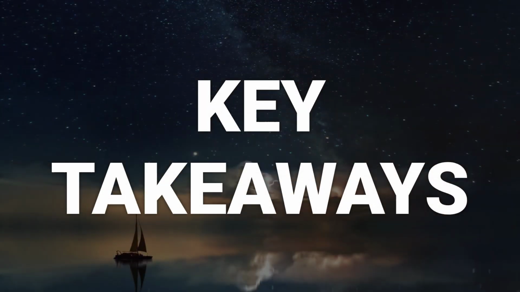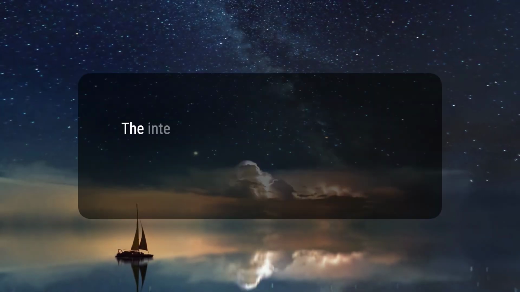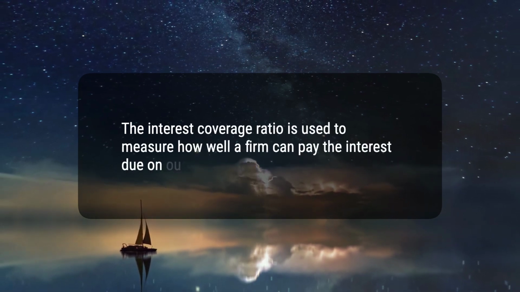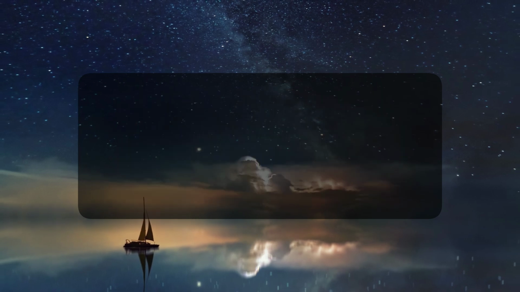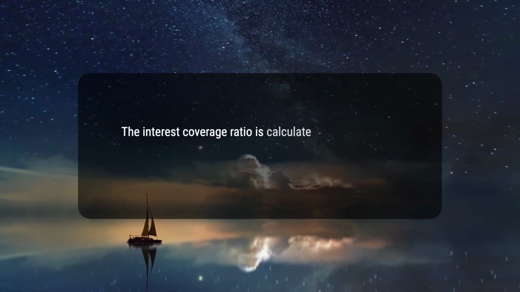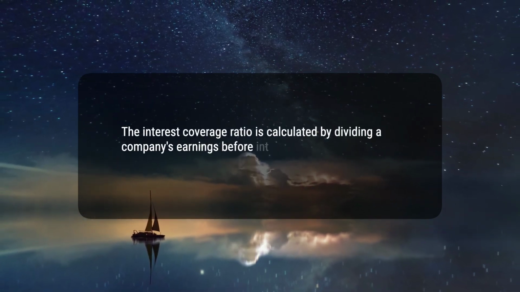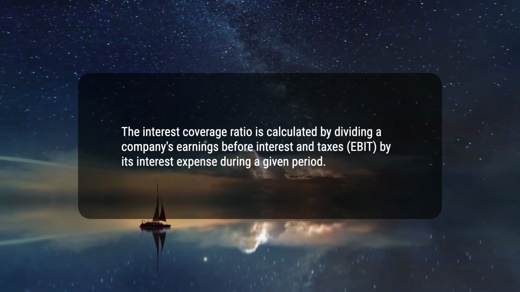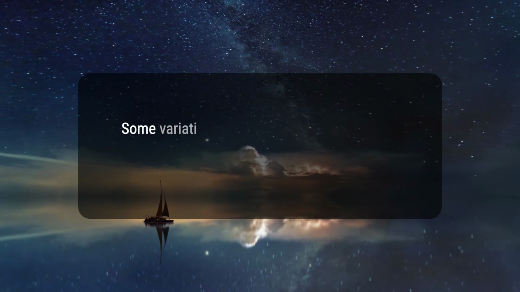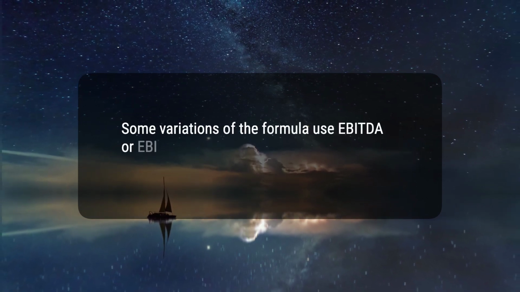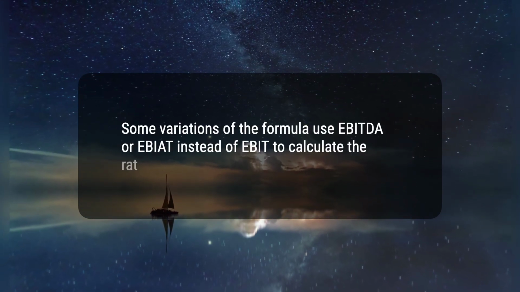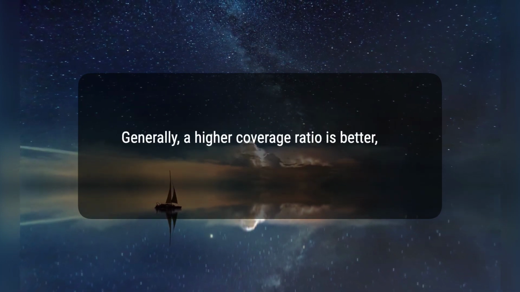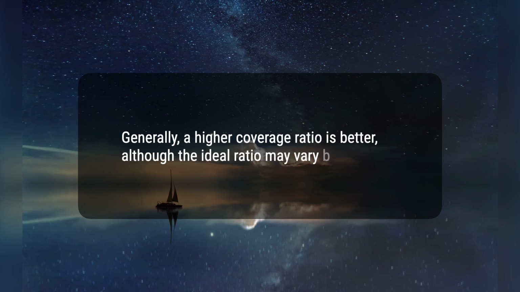Here are 4 key takeaways. 1. The interest coverage ratio is used to measure how well a firm can pay the interest due on outstanding debt. 2. The interest coverage ratio is calculated by dividing a company's earnings before interest and taxes, EBIT, by its interest expense during a given period. 3. Some variations of the formula use EBITDA or EBIT instead of EBIT to calculate the ratio. 4. Generally, a higher coverage ratio is better, although the ideal ratio may vary by industry.